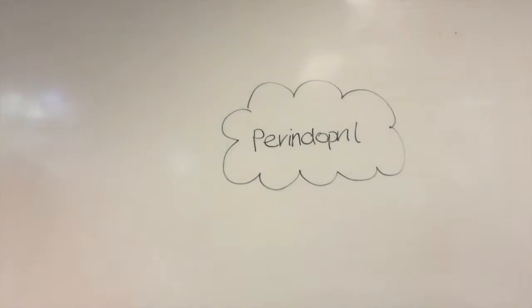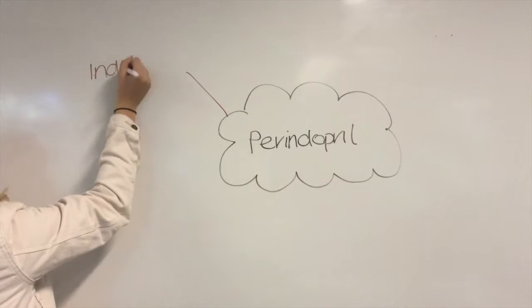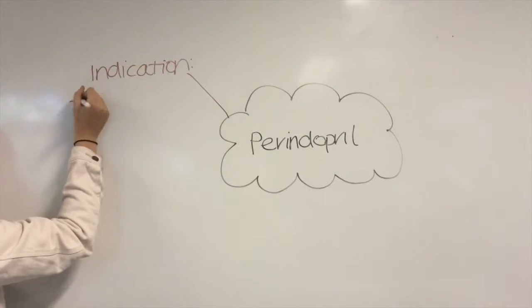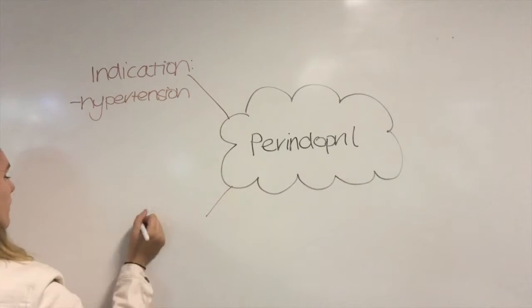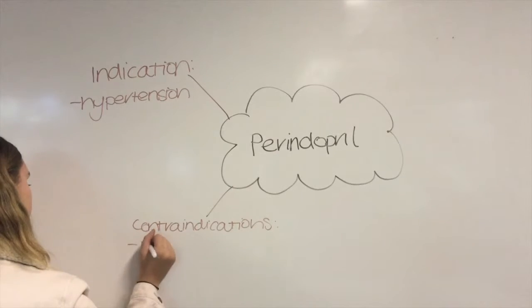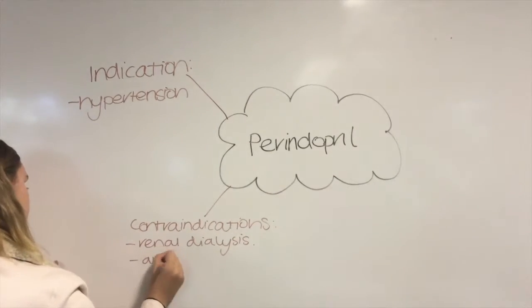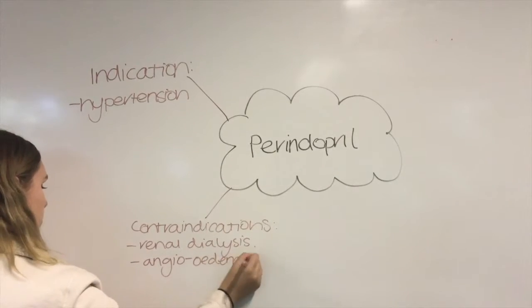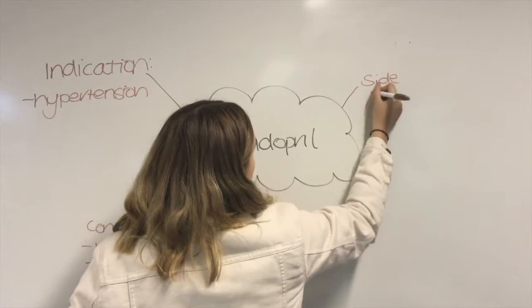Another medication that can be given to Sam is an ACE inhibitor, such as perindopril. Perindopril can be used for Sam if his hypertension is not treated from the furosemide. Perindopril is an ACE inhibitor used for hypertension. Contraindications with taking perindopril that should be considered include renal dialysis, diabetes, angioedema, or hypersensitivity to perindopril.